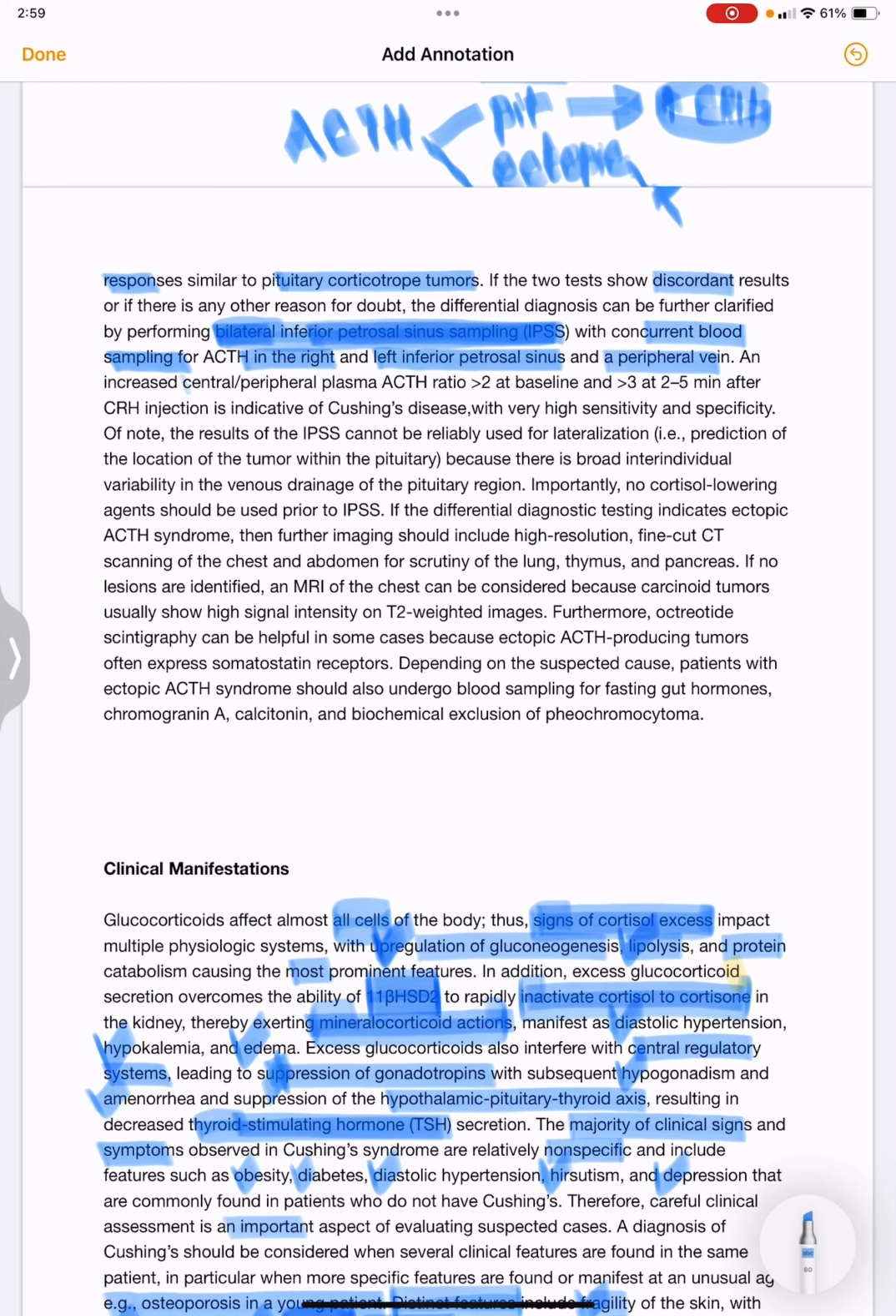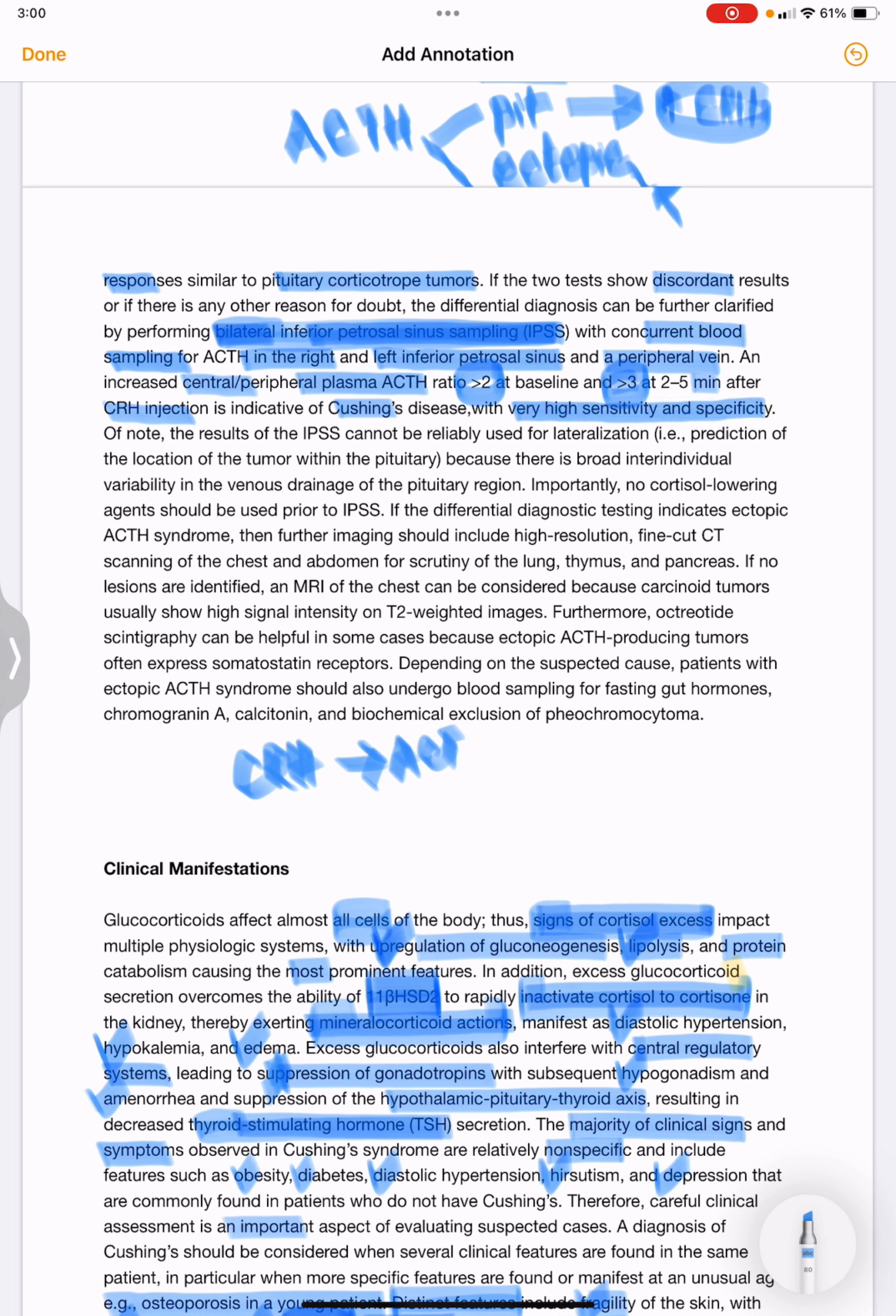So an increased central to peripheral plasma ACTH ratio greater than 2 at baseline and greater than 3 at 2 to 5 minutes after CRH injection. After giving CRH injection, what will happen? ACTH will increase. So this is indicative of Cushing's disease. This has very high sensitivity and specificity.